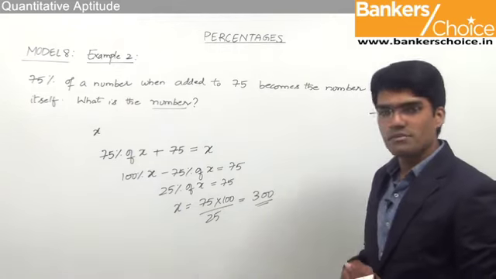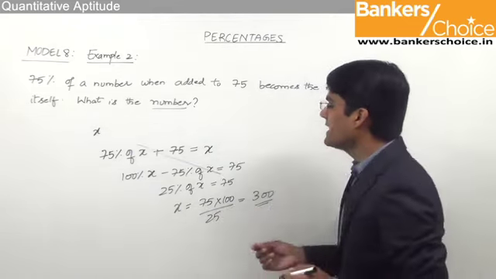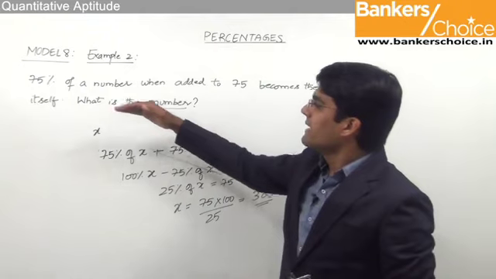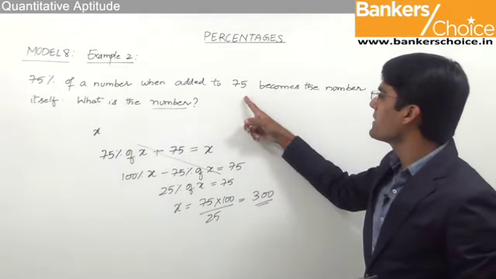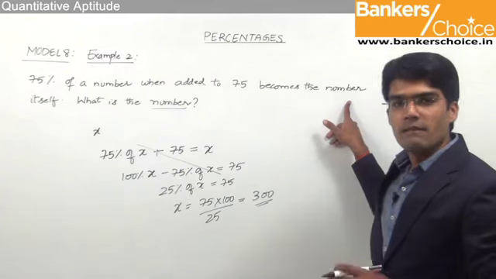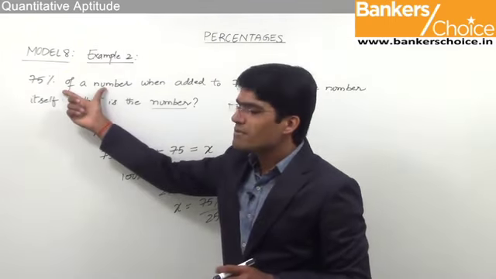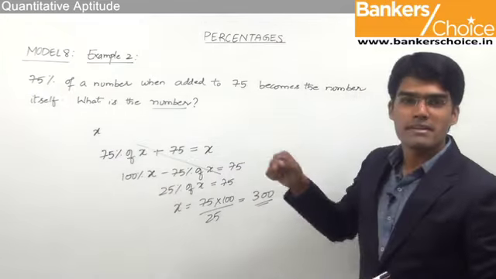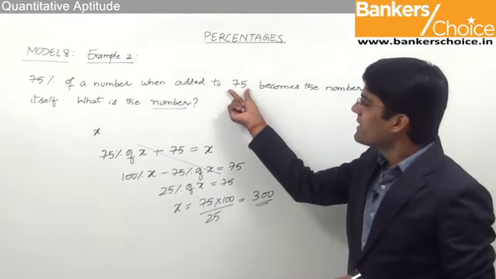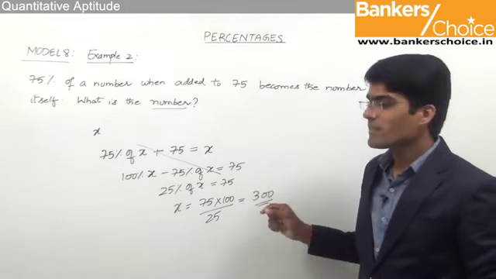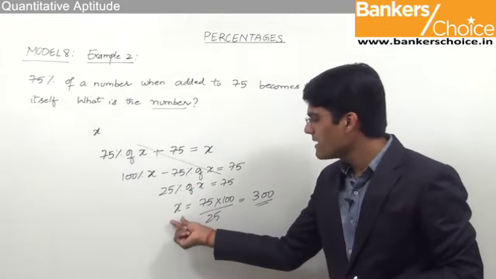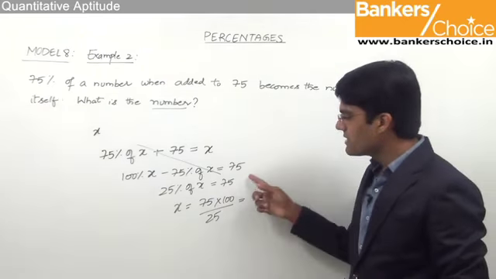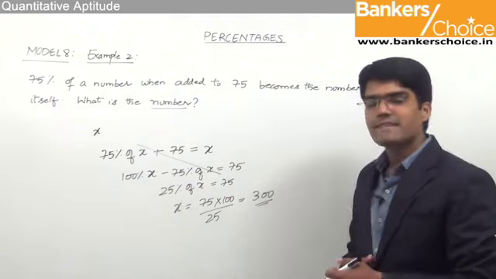If we understand the question properly, we need not write the first two steps. We can directly say that 25% of x is equal to 75. Why? Because as we can see here, 75% of a number when added to 75 becomes the number itself. We very well understand that 75% of a number should always be added to 25% of that number so that it becomes the number itself. So very clearly, this 75 here is nothing but 25% of this number. So we can directly say 25% is 75 and 100% is equal to what? Or the number is equal to what? And by cross multiplication, or taking 25% on the other side, we get the answer as 300.